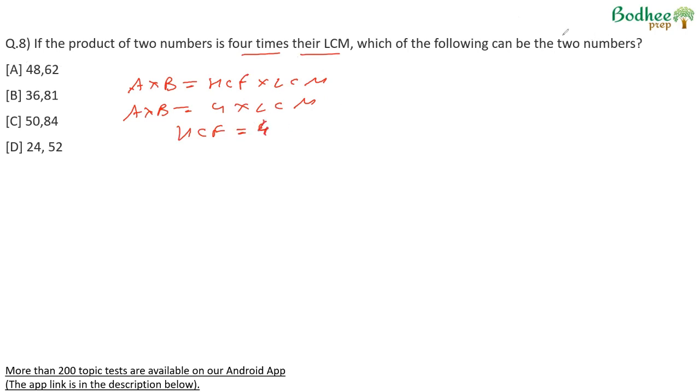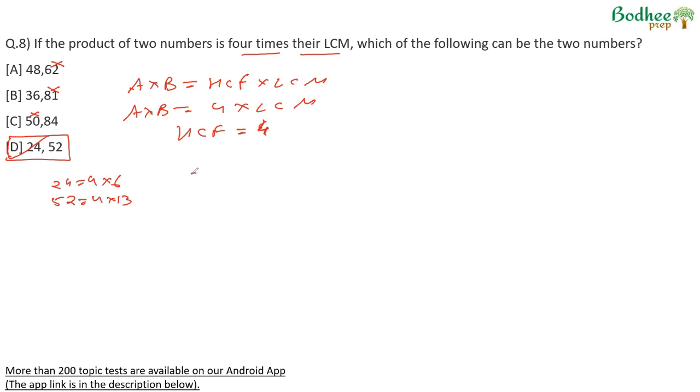Because there are multiple solutions possible and it is asking a solution from the options, we look at numbers which have a HCF of 4. 62 is not divisible by 4. 81 is not divisible by 4. 50 is not divisible by 4. And therefore option D becomes the answer, because 24 is 4 into 6. 52 is 4 into 13.